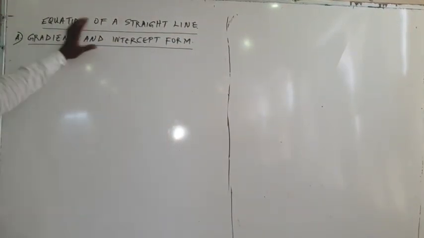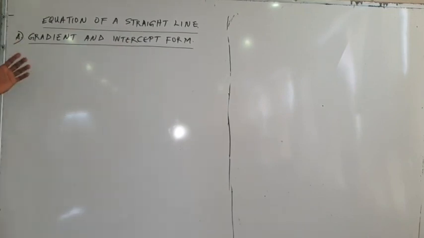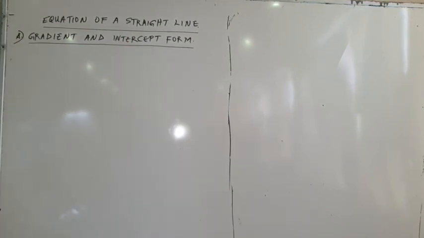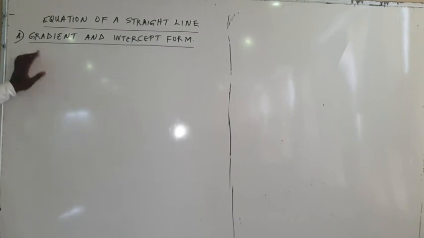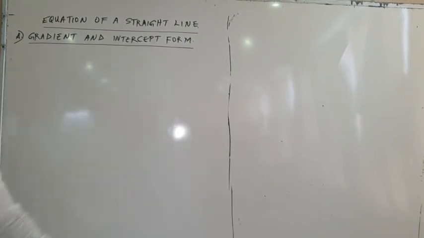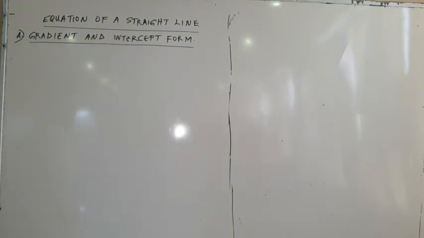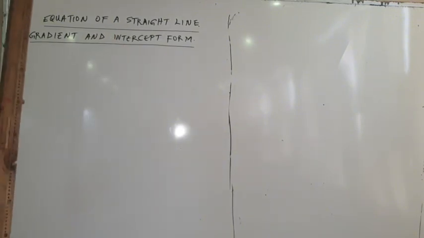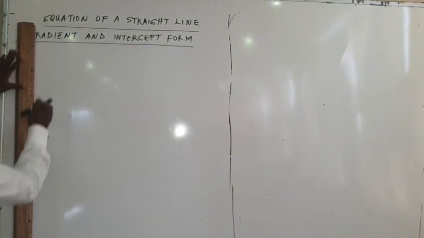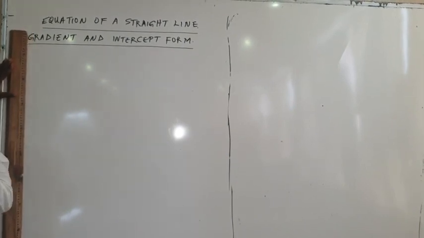Today's topic is equation of a straight line. As you know, we have different forms of equation of a straight line, but we are going to consider the gradient and intercept form first. So the gradient and what? Intercept form.